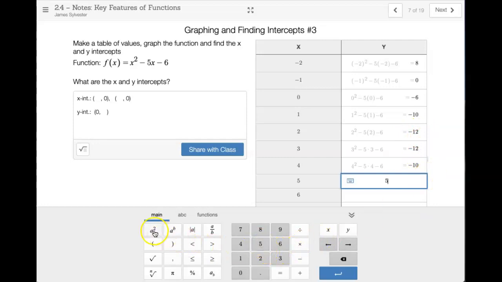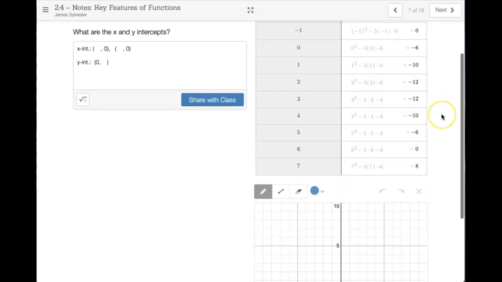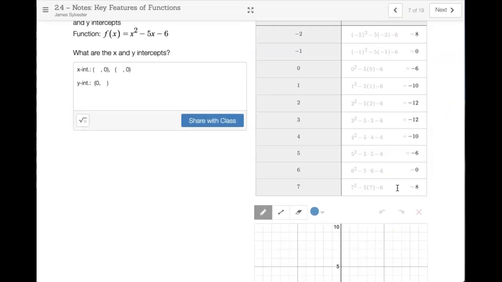Next, I have 5 squared minus 5 times 5 minus 6. Whoops, don't need that equal sign, just need to press enter. And then the last one, 6 squared minus 5 times 6 minus 6. And there we go, 8. So you see all the numbers there. Let's go ahead and graph these.